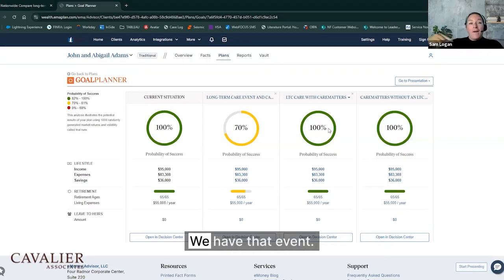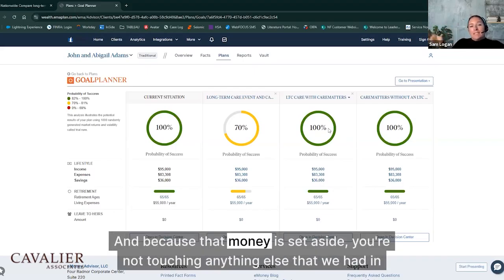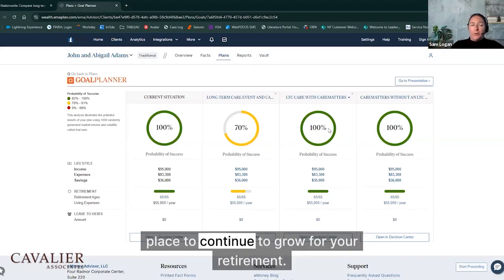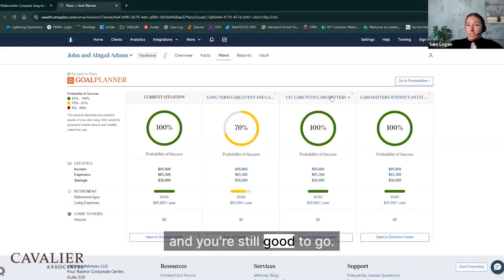We're okay. We have that event. And because that money is set aside, you're not touching anything else that we had in place to continue to grow for your retirement, and you're still good to go.